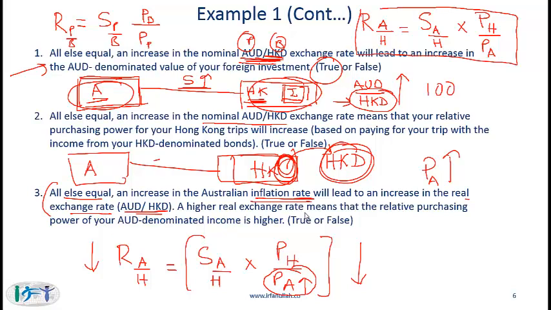A higher real exchange rate means that the relative purchasing power of your Australian denominated income is higher. So this is also wrong, because with a higher exchange rate, let's just say that we have either nominal or real, it doesn't really matter. When the exchange rate is higher, that means that the Hong Kong dollar, which is the base currency, is stronger, and therefore the Australian dollar is actually weaker. So the relative purchasing power of Australian denominated income is actually lower. So this statement is completely false.